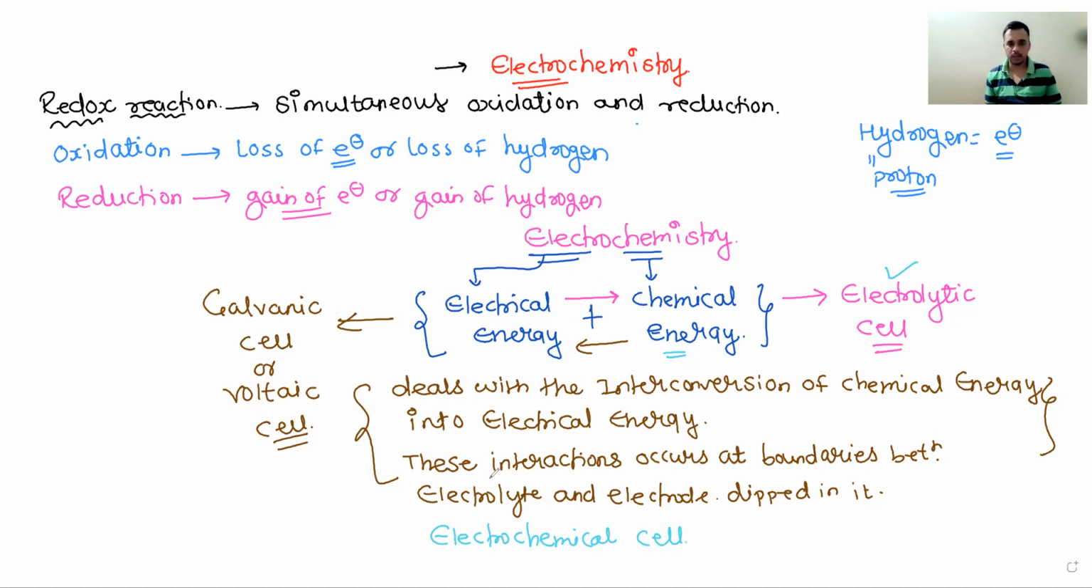So in this chapter we are going to study two main parts: the electrochemical cell, which involves the galvanic cell, also called the voltaic cell, and the electrolytic cell. This is the part we have to focus on, along with the basic redox reactions, oxidation and reduction. This part we have to keep in mind.